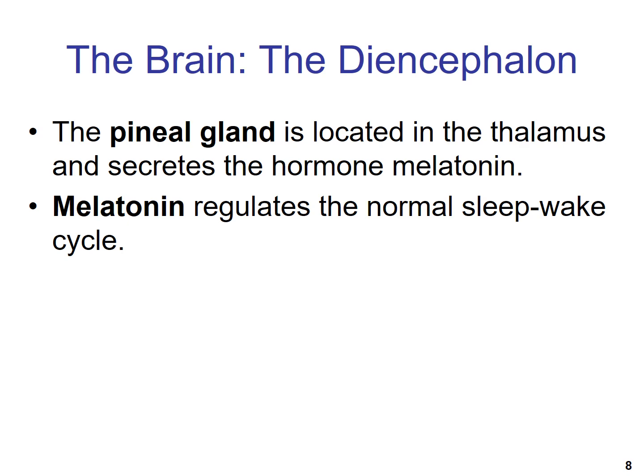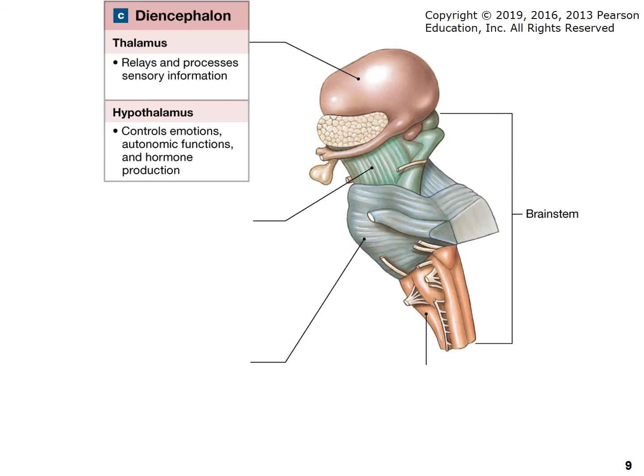The pineal gland is located in the thalamus and secretes melatonin, which you may have heard of. A lot of people take melatonin as a sleep aid, and one of the reasons why is because melatonin regulates the normal sleep-wake cycle. If someone has abnormal amounts of melatonin, they can have sleep disorders from that. Okay, so this is the area of the diencephalon.